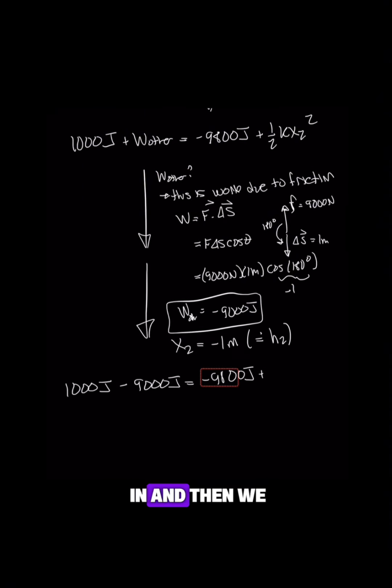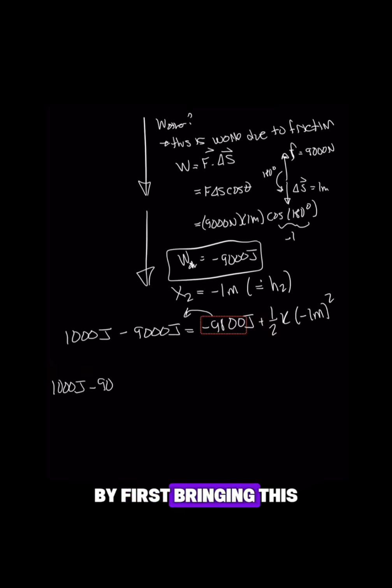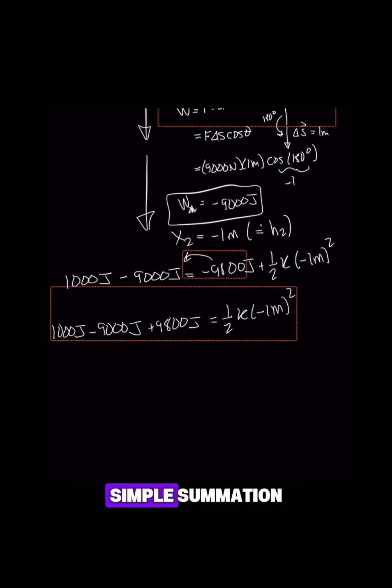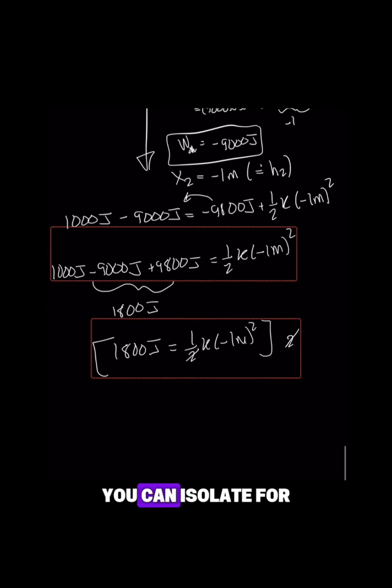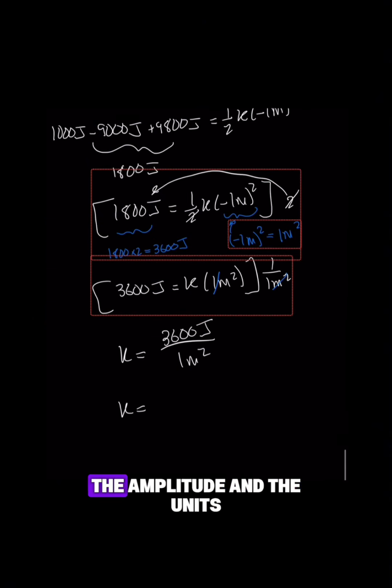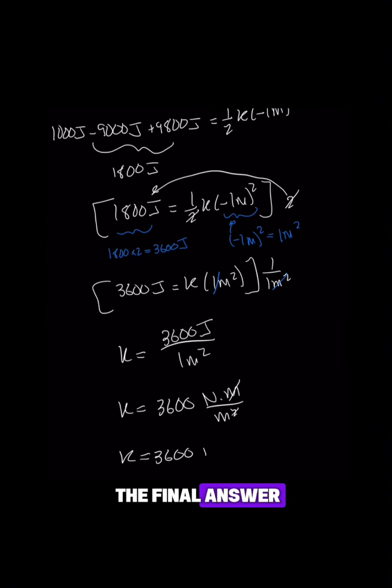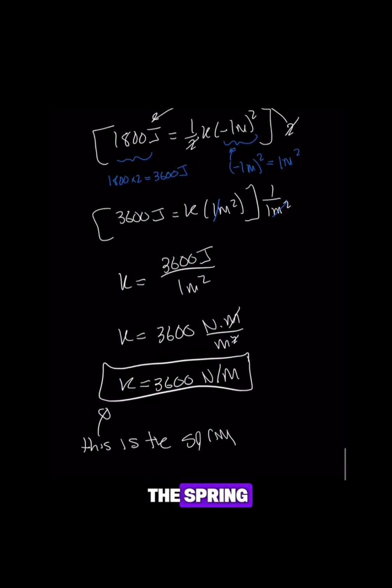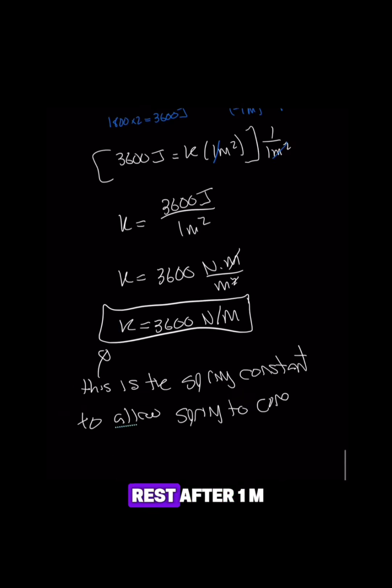Plug all these values in and then we can simplify for K by first bringing this term to the left hand side and then doing a simple summation. Multiply both sides by 2. You can isolate K by multiplying both sides by 1 over 1 meter squared. Do that and compute the magnitudes and the units. We get this for the final answer. So this is going to be the spring constant that allows the elevator to come to a rest after 1 meter.